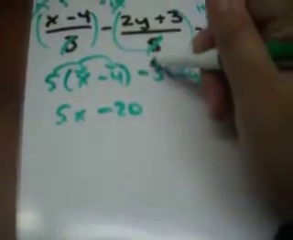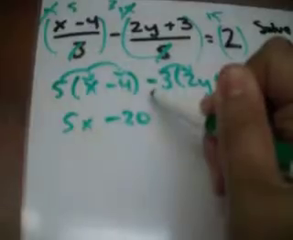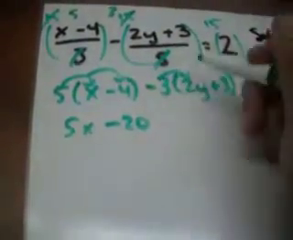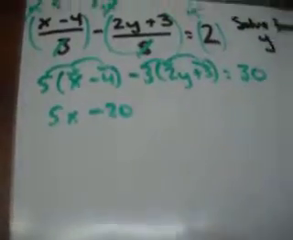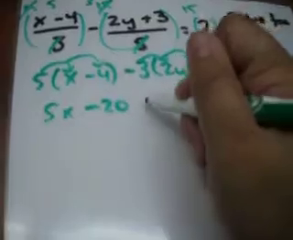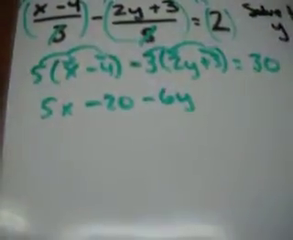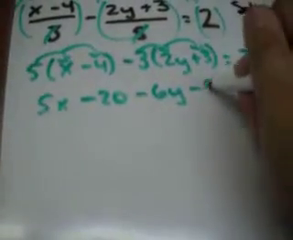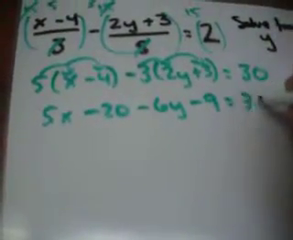Now I have to distribute this 3. Watch that negative. You're distributing not 3, but negative 3. So I'm going to distribute it to those 2 there. So negative 3 times 2y, well, that's going to give me negative 6y. Negative 3 times positive 3, well, that's negative 9, equals 30.